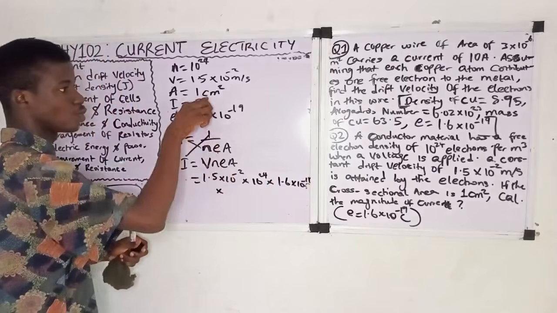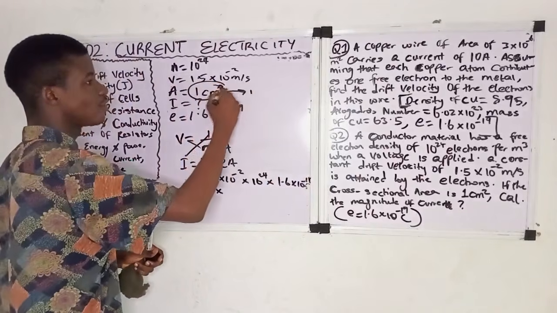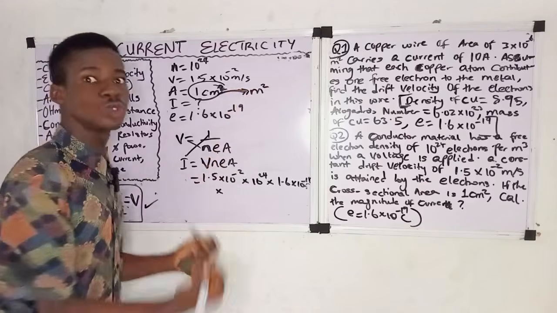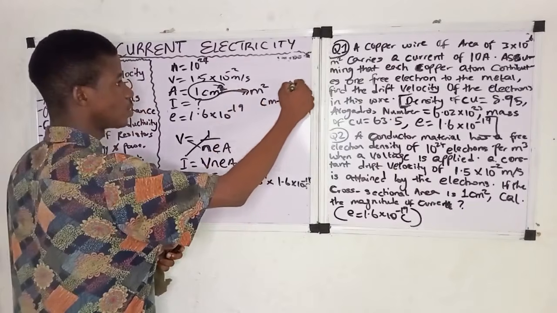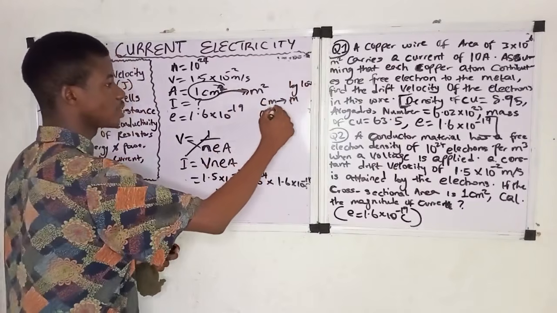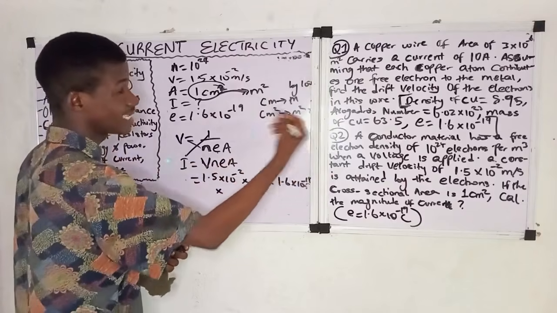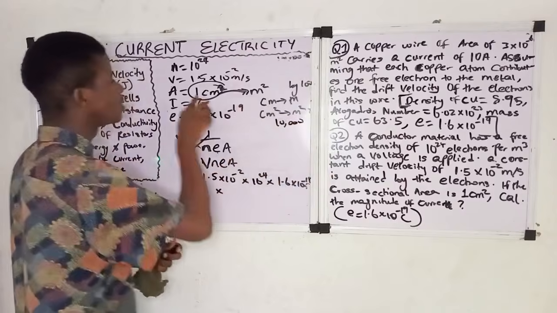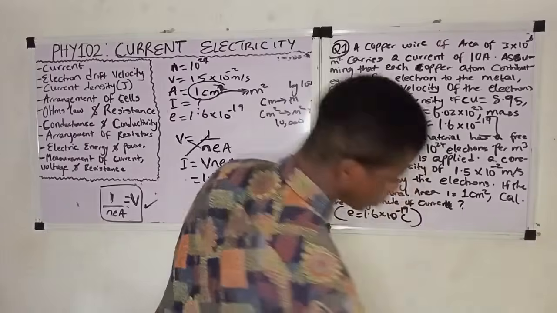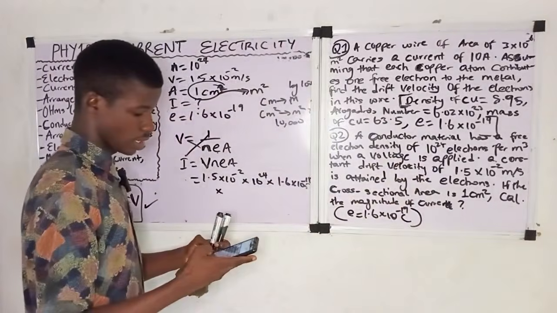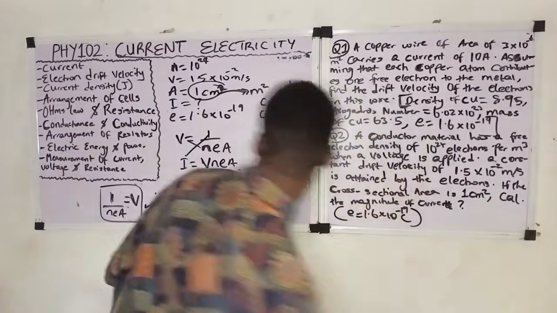Then the area is 1 centimeter square. We need to convert it to meter square. How are we going to do it? Remember, to convert from centimeter to meter, we divide by 100. Then to convert from centimeter square to meter square, we divide by 100 squared, which is 10,000. So let's divide 1 by 10,000. That gives 0.0001, right? So the area is what?